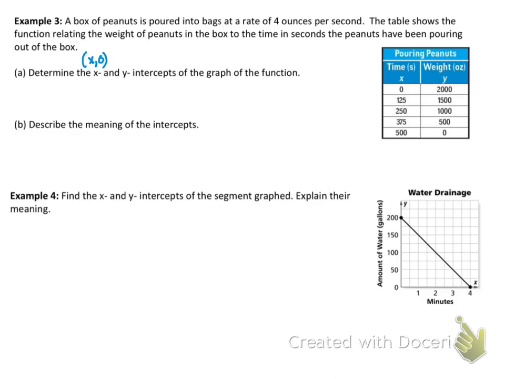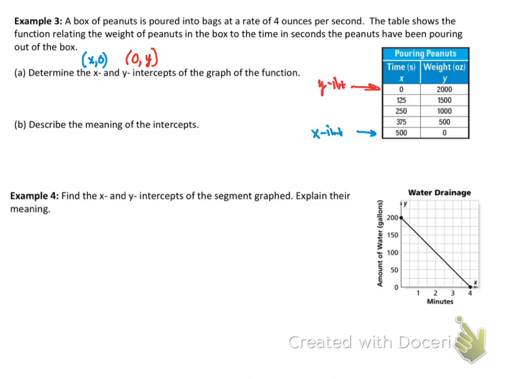The y-intercept is what happens when you plug in 0 for x and you get out a y value. Okay? So if I look at this table, where is the y value 0? Right here. So this is going to be my x-intercept. And then where is my y-intercept? Well, where do I plug in 0 for x? Right at the beginning. So that's going to be my y-intercept.